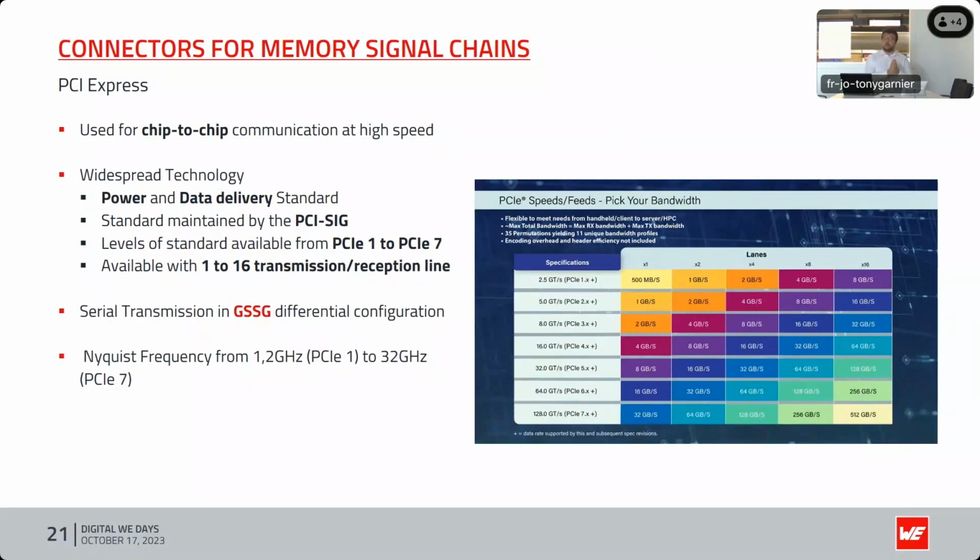Another very common North Bridge protocol is PCI Express, used for chip-to-chip communication. It's also a widespread technology that combines power and data delivery. It's maintained by the PCI Special Interest Group and is available in 7 different standards and up to 17 transmission and reception lines. Then it's a serial transmission, so GSSG on every connector. It's a differential configuration, and it goes up to 32 gigahertz of Nyquist frequency. That's 10 times over the DDR.